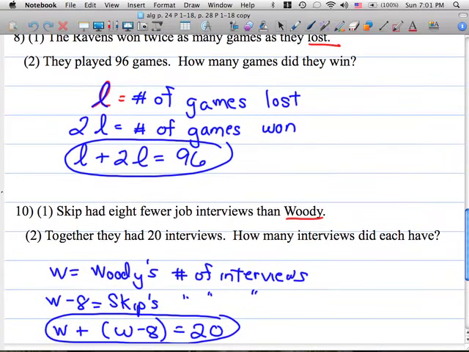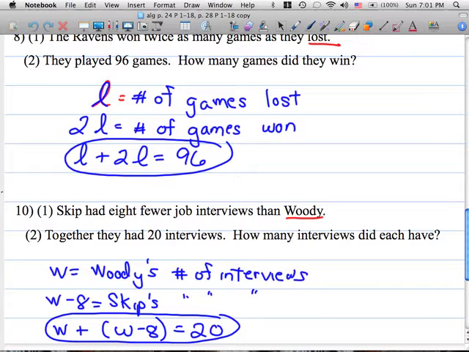Problem number 10. Skip had 8 fewer job interviews than Woody. Together they had 20 interviews. How many interviews did each one have?